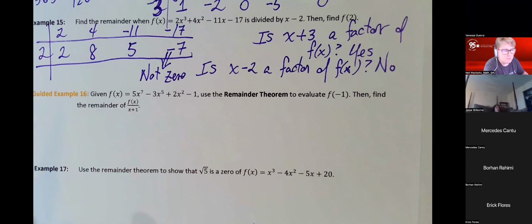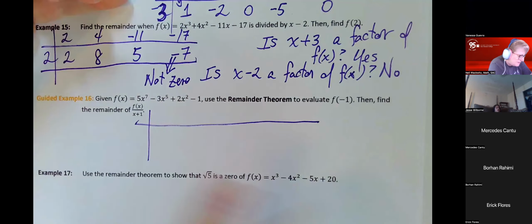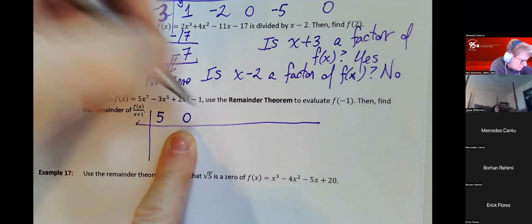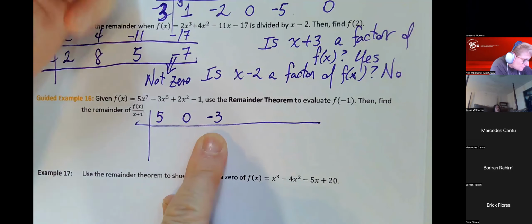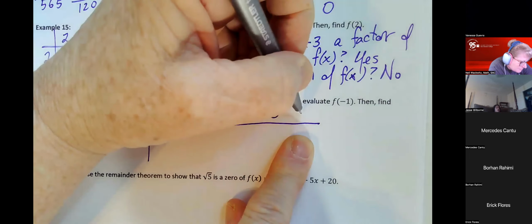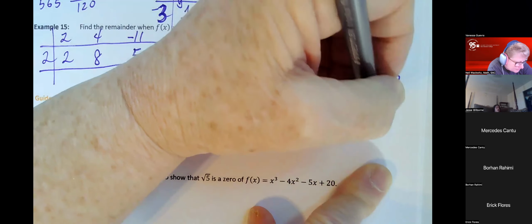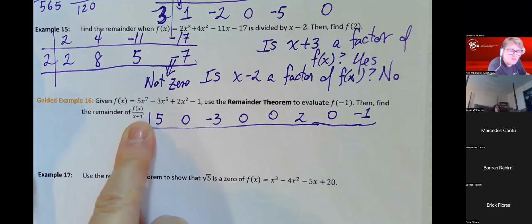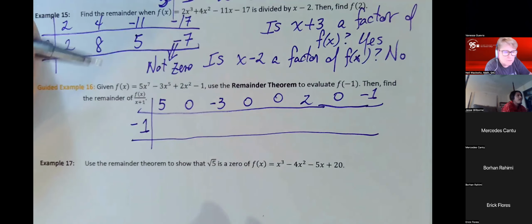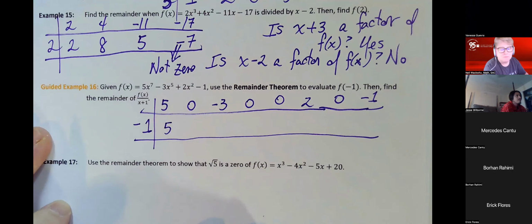This one I call the guided practice because it's big. So here we have 5x to the 7th, 0x to the 6th, -3x to the 5th, 0x to the 4th, 0x cubed, 2x squared, 0x, and -1. And we're dividing that by x plus 1, or we're plugging in -1. And it's the same thing. I bring down the 5. Tell me the steps, por favor.